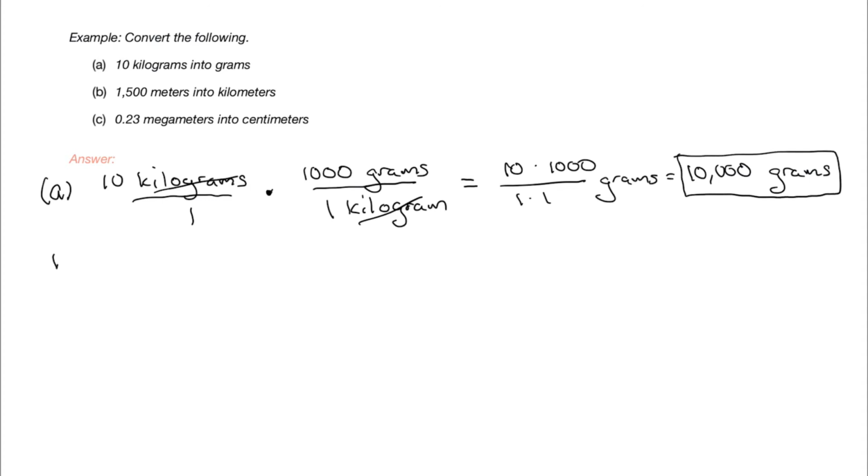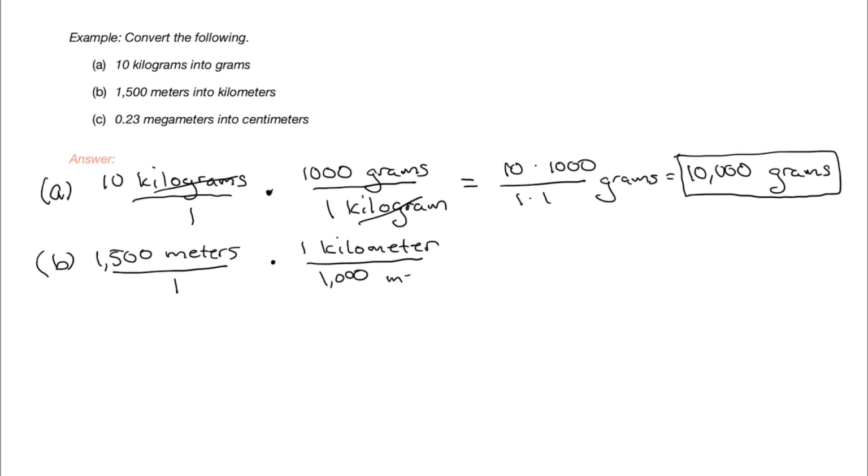In part B, we're being asked to convert 1,500 meters into kilometers. Again, we start by writing what we're given, 1,500 meters, over the number 1. Again, the relevant conversion is in the table. In this case, 1 kilometer is the same as 1,000 meters. This time, we write meters on the bottom so that it cancels with the meters from before. Now we simply need to gather all our numbers together and simplify to arrive at the answer. In this case, 1.5 kilometers.